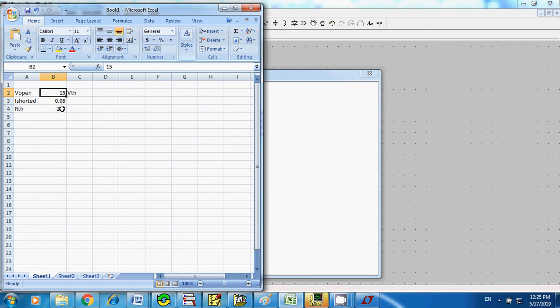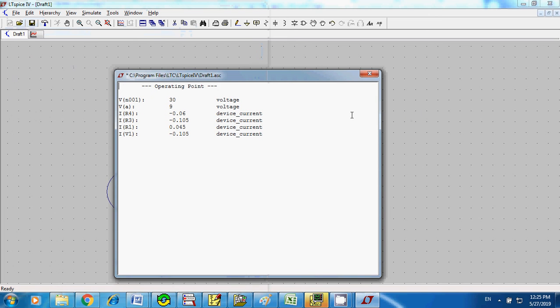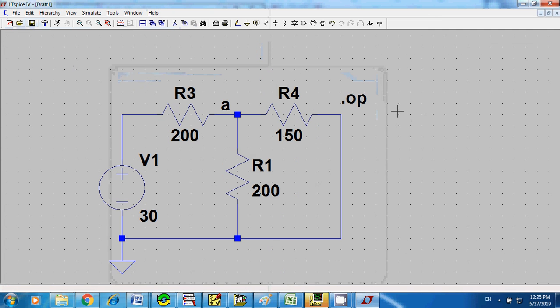I short equals 0.06, and you can get RTH equal to V open divided by I short. So that gives you 15 divided by 0.06, which gives you 250. Okay. So that's about Thevenin theorem by LTspice IV.